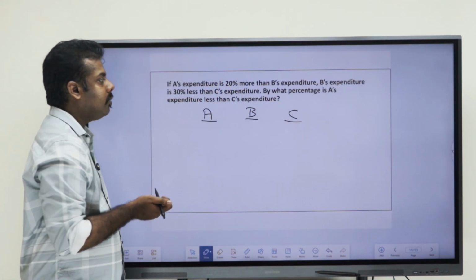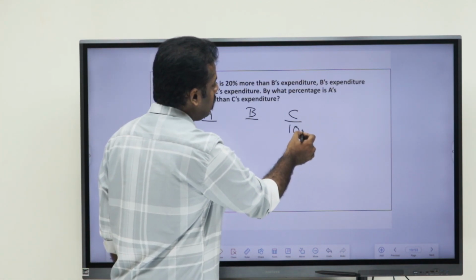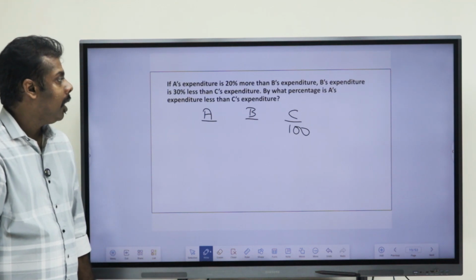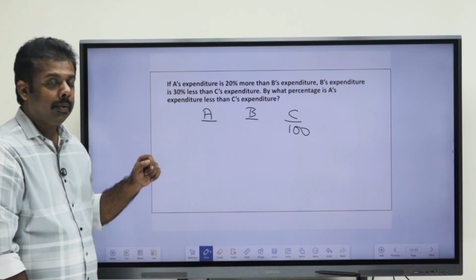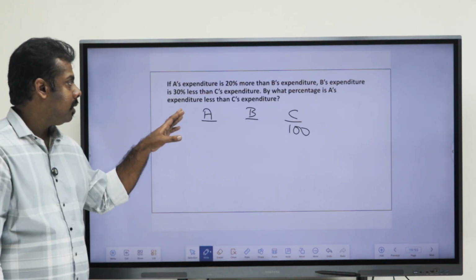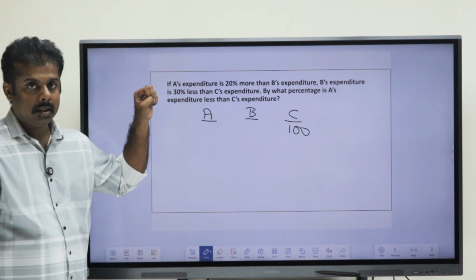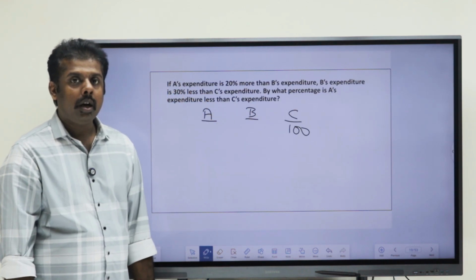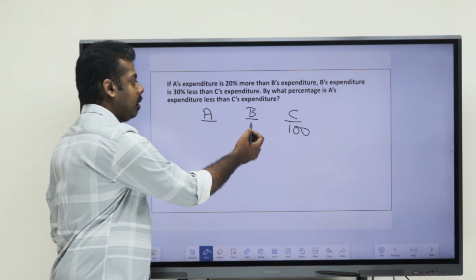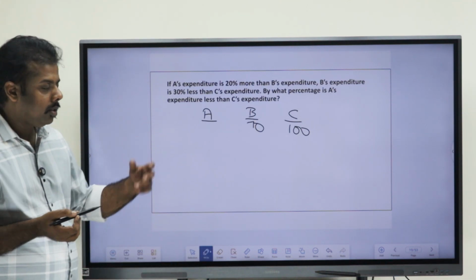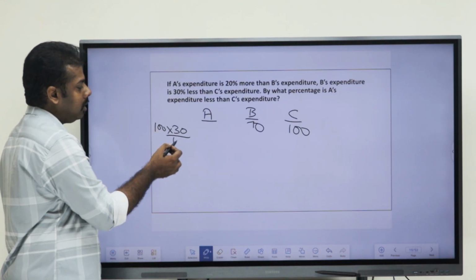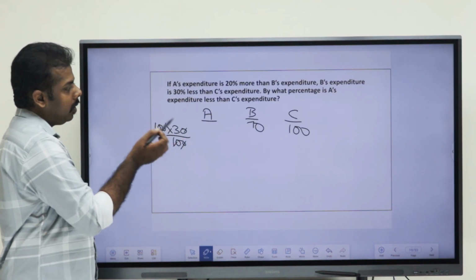So we can take C's expenditure as 100. I am assuming that C's expenditure is 100. Now what does the condition say? B's expenditure is 30% less than C's expenditure. Here C's expenditure is 100, so 30% less basically gives us 70. That hundred's 30% is 30, and less means you have to reduce that 30 value. So you are going to get 70.